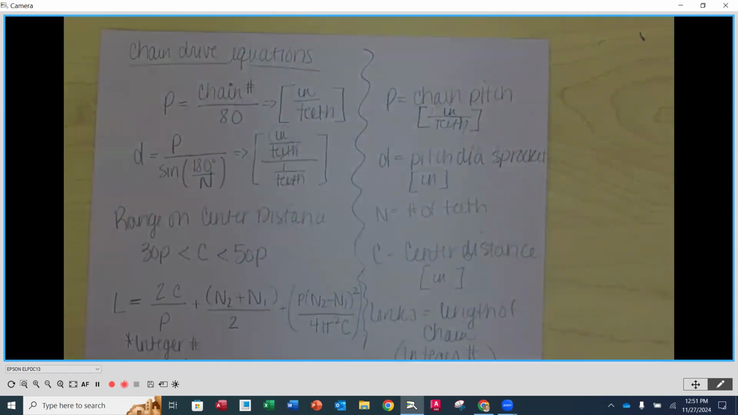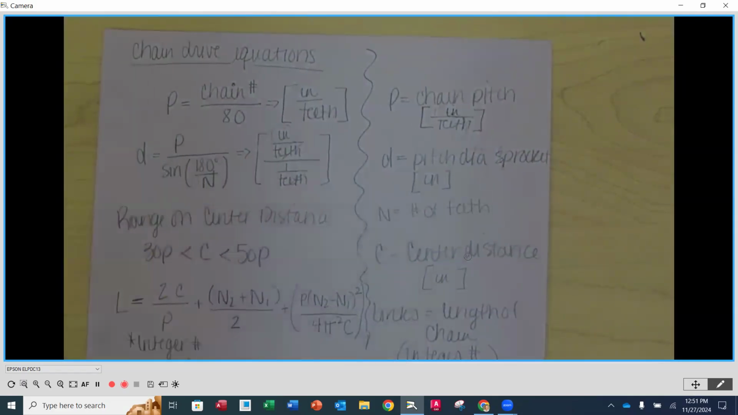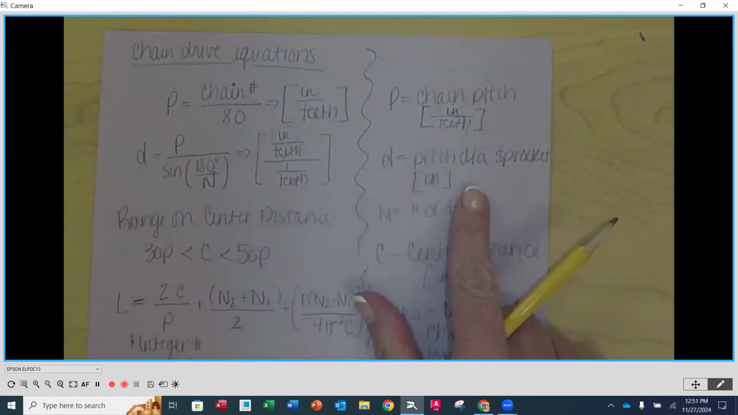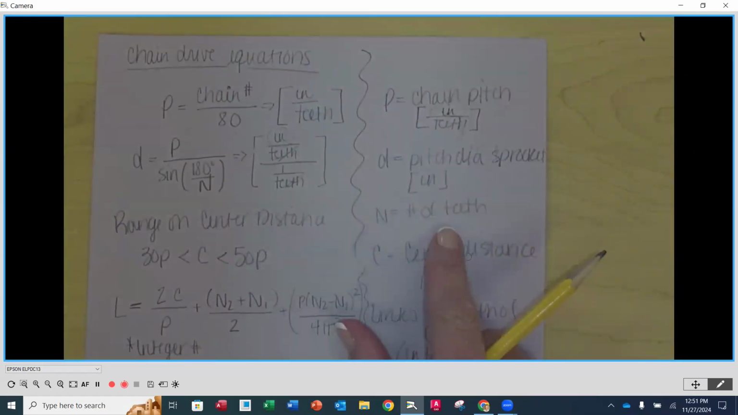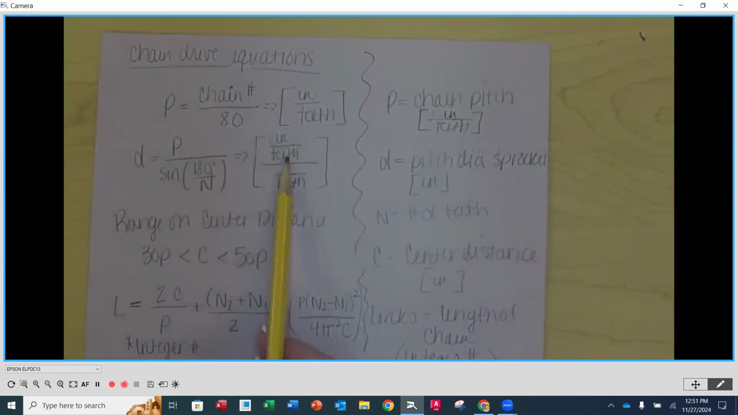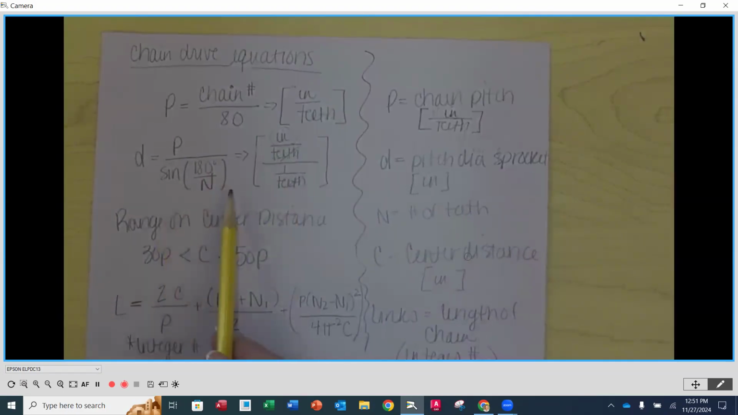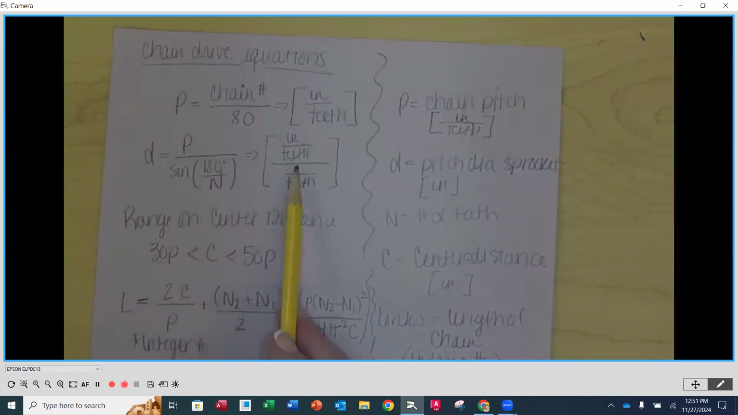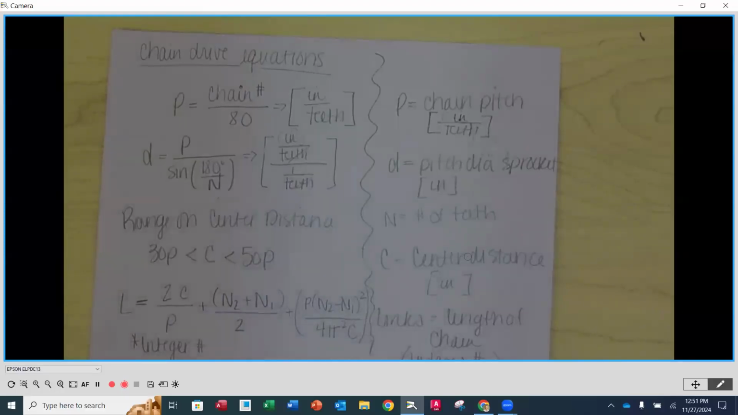Lowercase d is going to be equal to that chain pitch divided by sine times 180 degrees divided by n, which is the number of teeth. Okay, so d is pitch diameter and n is number of teeth. So when we put our units in for pitch on top, inches per tooth, divided by the sine times 180 over n, our units are 1 over teeth in the bottom. So the teeth cancel out top to bottom and our pitch diameter ends up in inches.